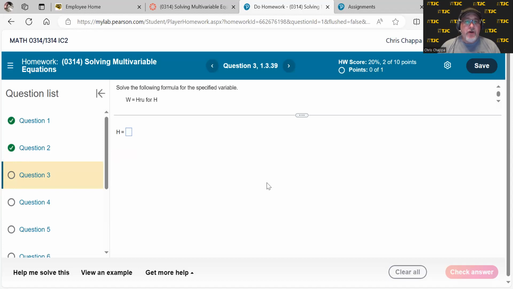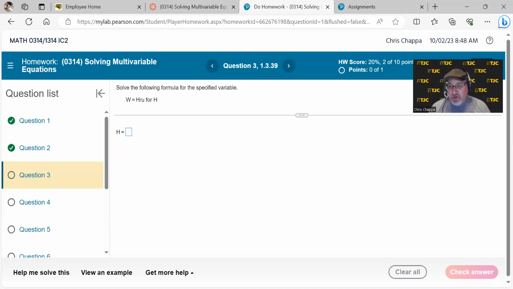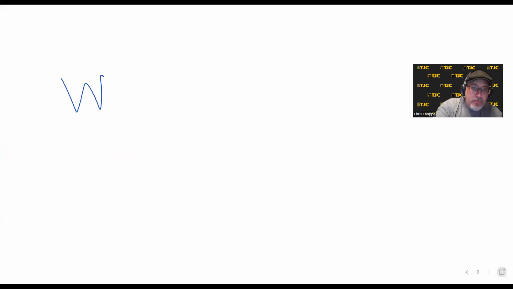Question 3, solve the following formula for this. Okay, W equals HRU for H. We're going to solve W equals HRU for H. All right, W equals HRU. And I don't know why some of these letters are capital and some of them are not. We're going to solve this for H. Let's highlight the H to help us focus.